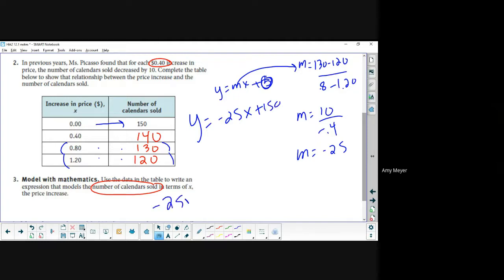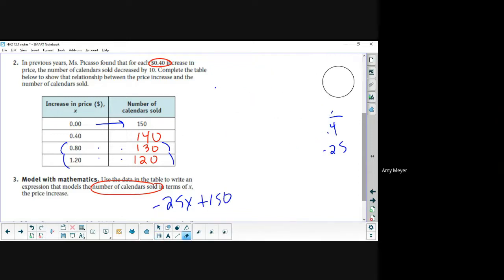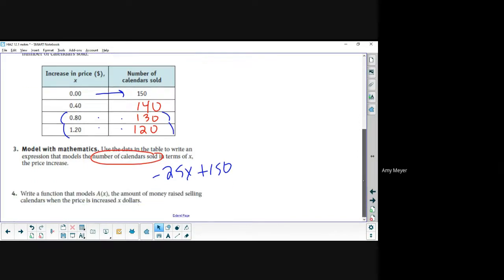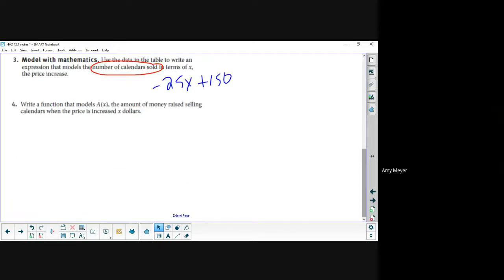They only want an expression, so you don't have to write the y equals. What is this an expression for? This is the number of calendars we're going to sell. We sell 150, but it's going to be changing depending on what x is. Number 4, write a function that models the amount of money raised selling the calendars when the price is increased by x dollars. Let's circle amount of money raised.